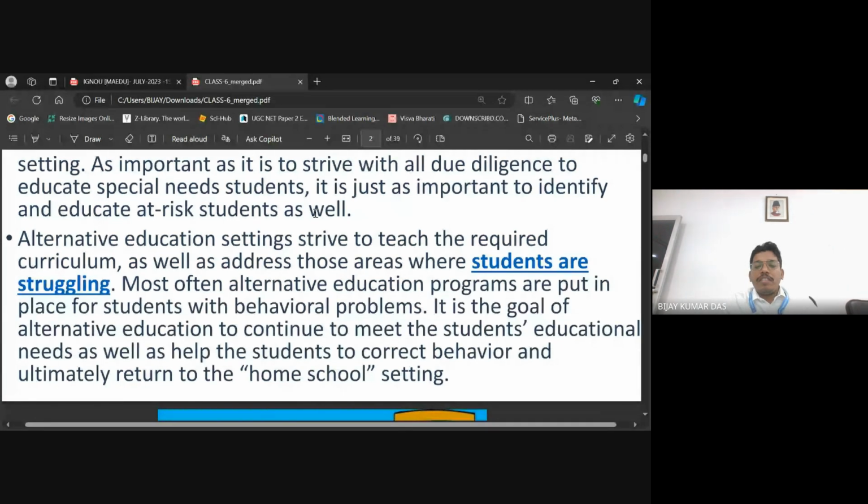Most of it has been seen that alternative education programs are put in place for students with behavioral disorders, those who are saying behavioral issues, certain psychological barriers. So the goal of alternative education is what? To continue to meet the students' educational needs as well as help the students to correct her behavior or his behavior.